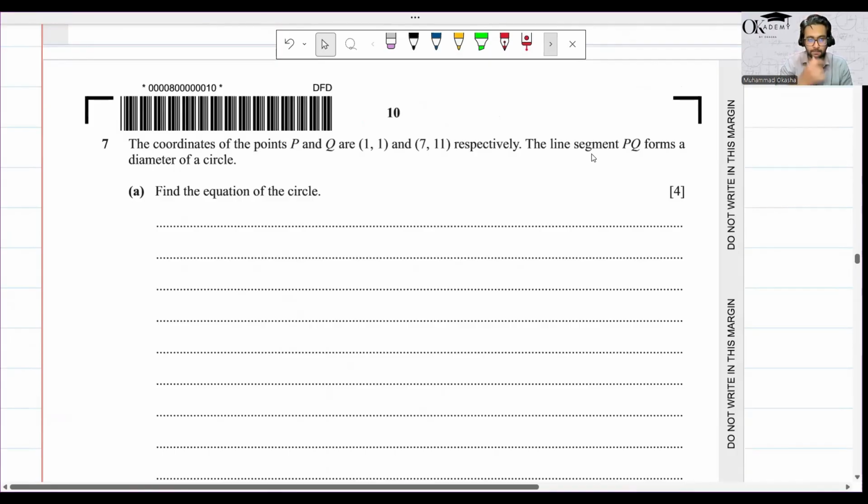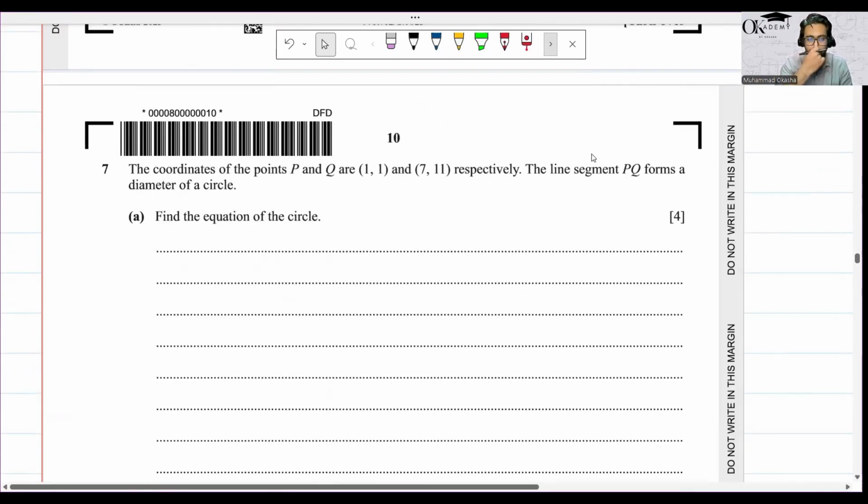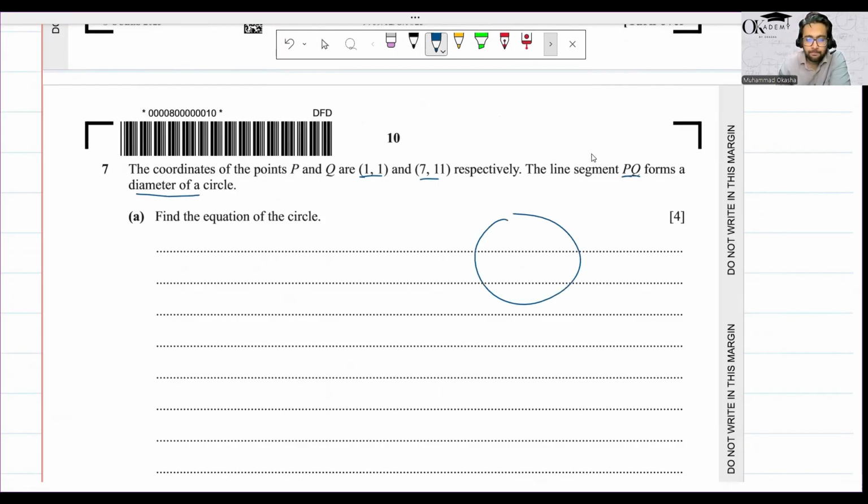Question number 7. The coordinates of the points P and Q are (1, 1) and (7, 11) respectively. The line segment PQ forms the diameter of the circle. Let's draw it. So let's say this is a circle and this is the center. We know the diameter passes through the center, right? So this is P (1, 1), this is Q (7, 11), passing through the center. Find the equation of the circle.